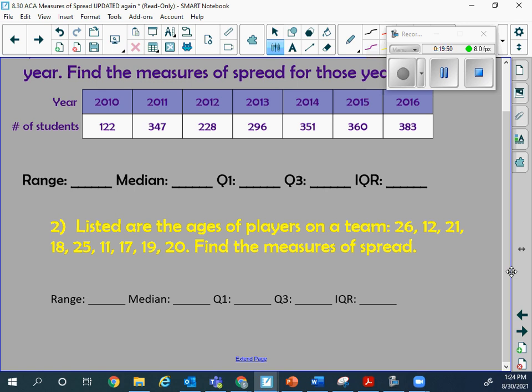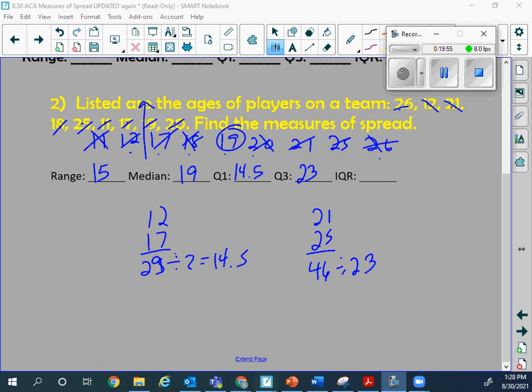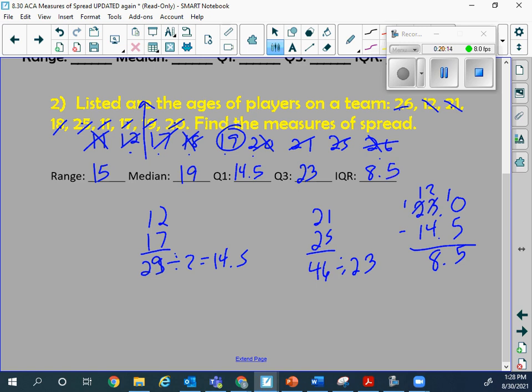Okay? One more before we take our quiz. Okay? And then 23 minus 14.5. Ooh, when we subtract decimals, what do we have to make sure we do? Decimal 0, and make sure they're lined up. Alright? Did y'all get 8.5 for the IQR? Uh-oh, I lost you somewhere. Where did I lose you?